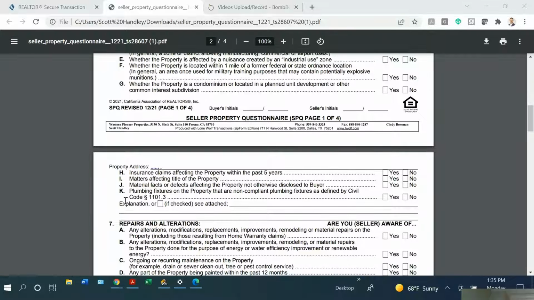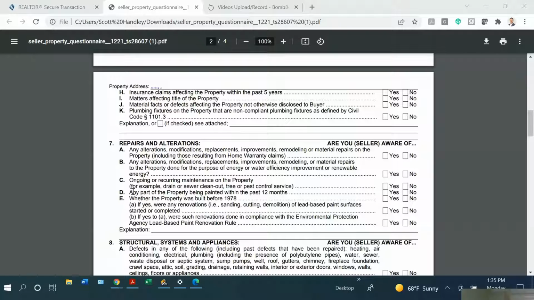Okay. Let's move on to part 7, repairs and alterations. Any alterations, modifications, replacements, improvements, remodeling, or material repairs on the property, including those resulting from home warranty claims. I flip houses, so here's where I would check yes, and I would talk about some of the things that I did in the property. Or I would check yes, and under A, I would just put cosmetic improvements if that was the case.